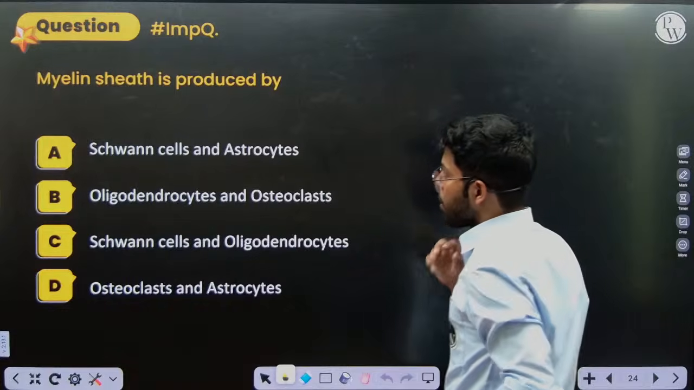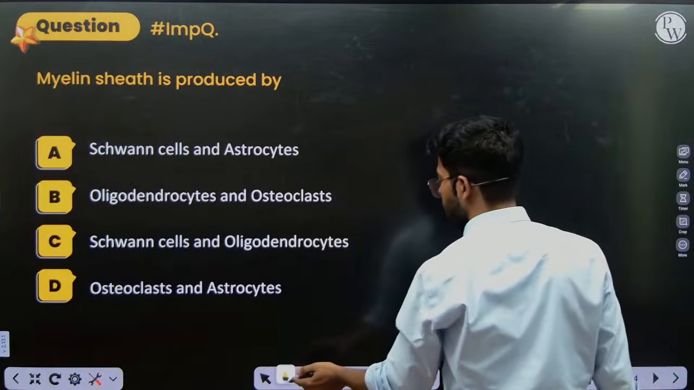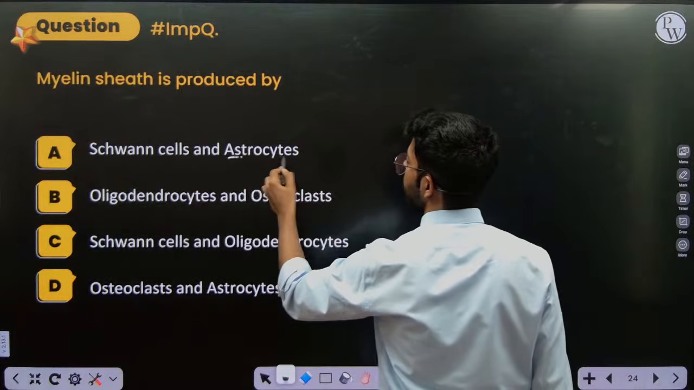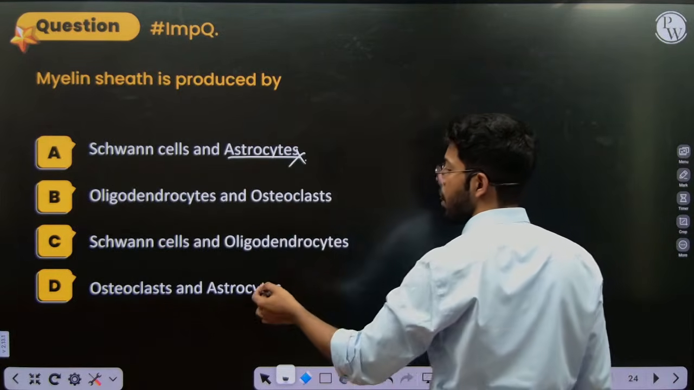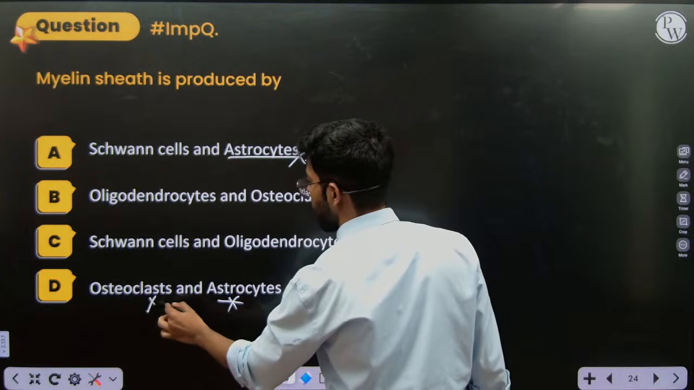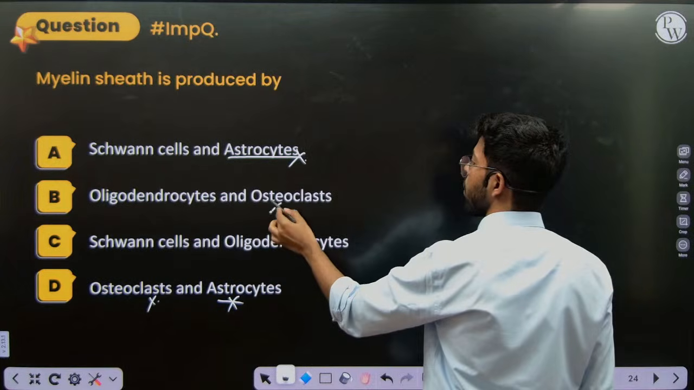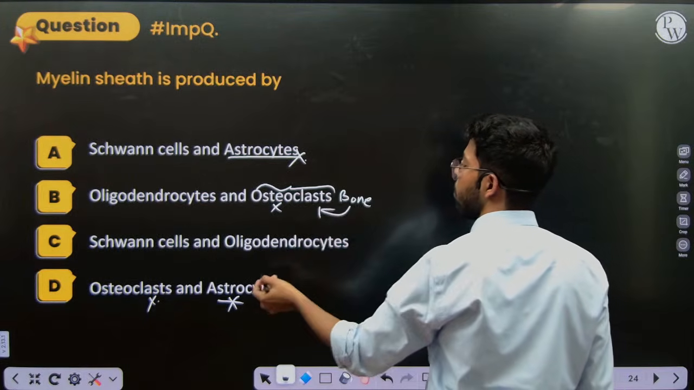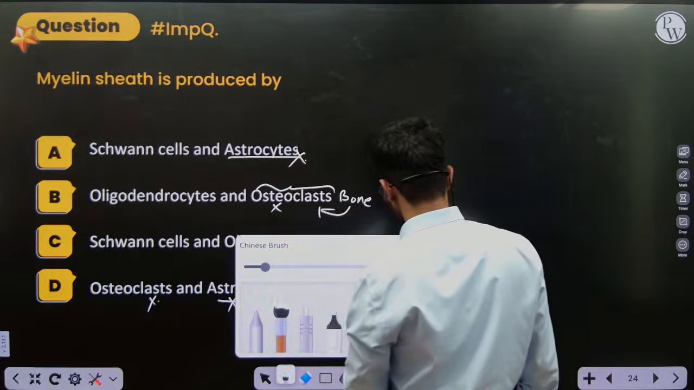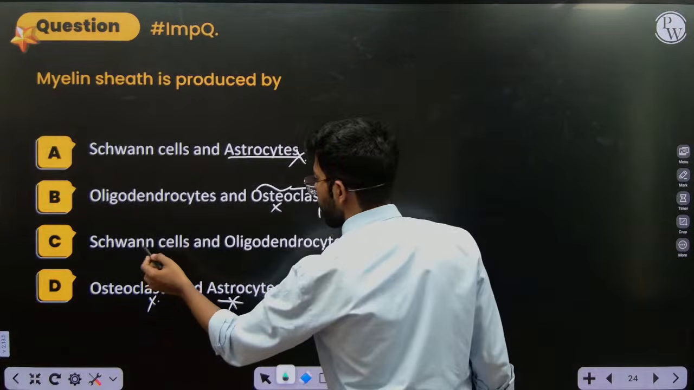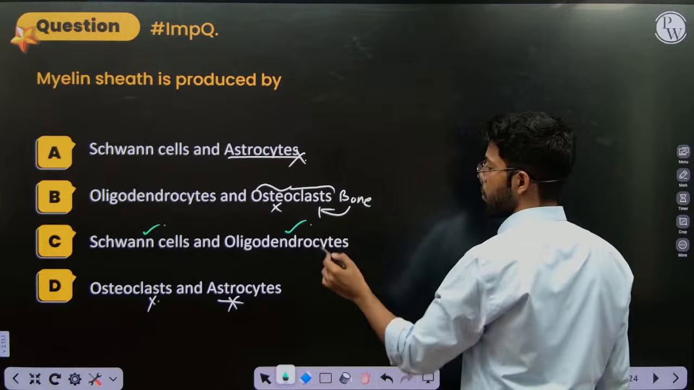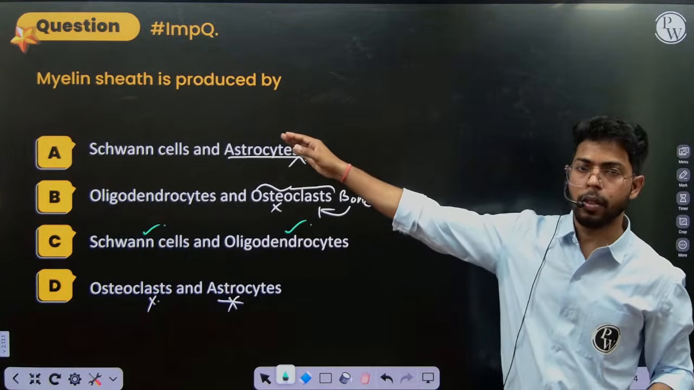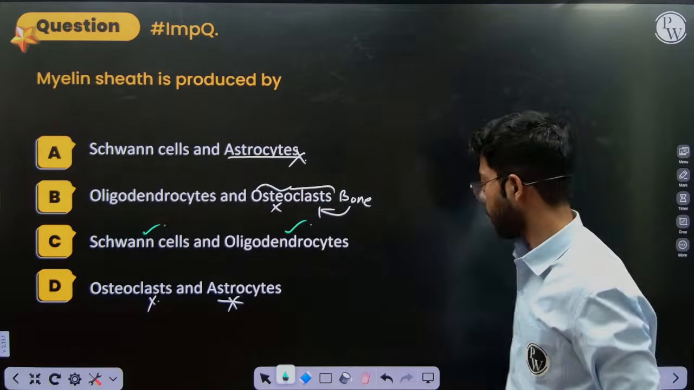So our next question, myelin sheath is produced by, no, this is not the answer, not astrocytes, not osteoclast. These are present inside the bone. So our right answer is the Schwann cells and oligodendrocytes. So Schwann cells and oligodendrocytes produce the myelin sheath.